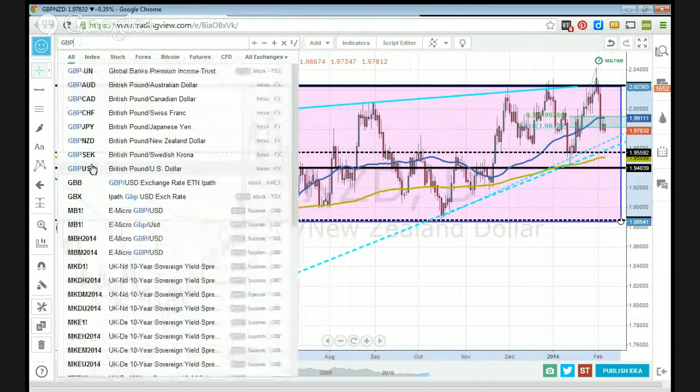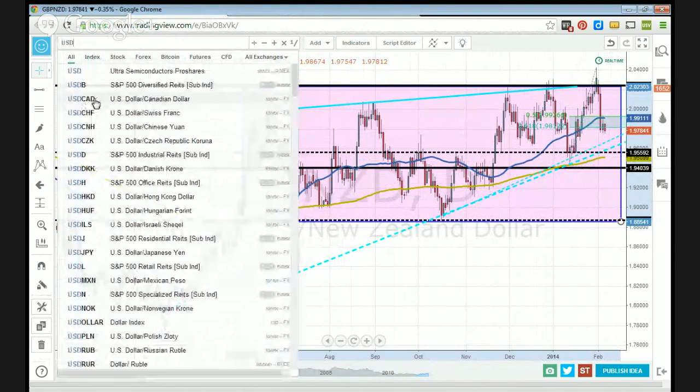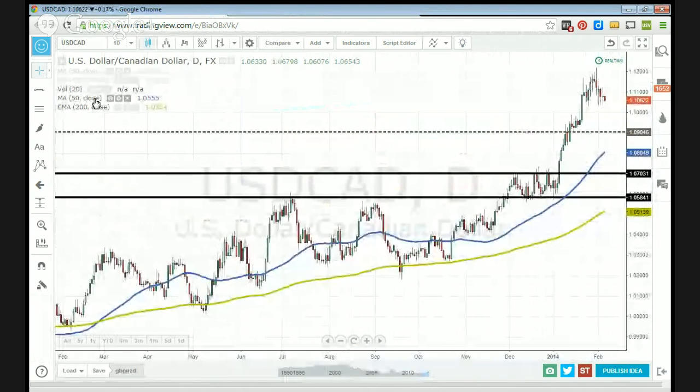Pound US dollar. Okay, so that's pound Kiwi, pound US dollar. We already looked at pound US. Let's go to dollar Canada. Still falling, still got room to go. So that's the standard thing with Canada.